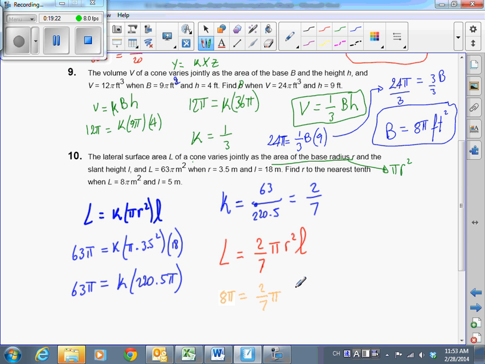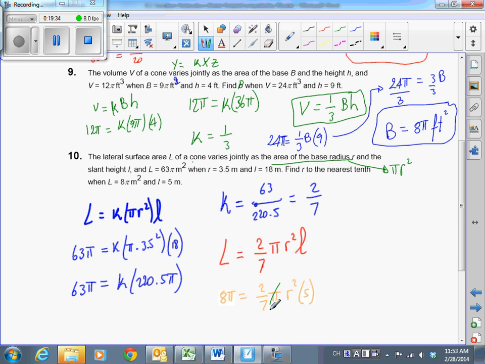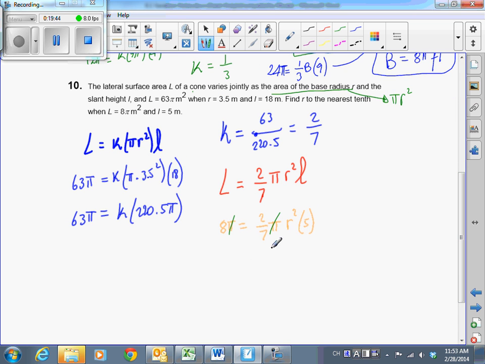Do we know the R? No, we don't know. We call it R squared. And do we know l? 5. So let's go ahead and group all the numbers. But the first thing I will do before even grouping anything, get rid of the pi. Pi is everywhere. Right? I can easily get rid of pi. Once I get rid of pi, I will go ahead and multiply this to get 8 is equal to 10 over 7 r squared.